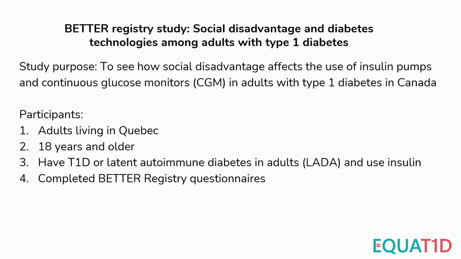So the people who we included in our study were adults living in Quebec, so 18 years and older, who have type 1 diabetes, or we also did include those with LADA, or latent autoimmune diabetes in adults, as long as they were using insulin. In the registry, there are some participants with LADA who are not yet using insulin, and we did not include those individuals because they would not be using an insulin pump if they're not using insulin. And obviously, we included individuals who had completed the BETTER Registry questionnaires.